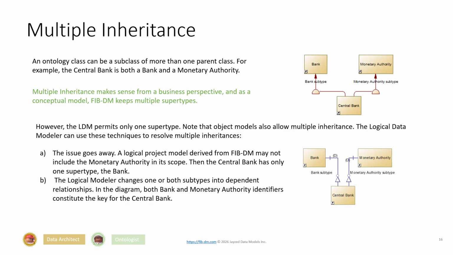And if both supertypes are valid, in scope, attributed, then in the LDM, the modeler changes the supertype to dependent relationships. So here the top conceptual diagram becomes an LDM with both bank and monetary authority providing identifiers that constitute the key of central bank.